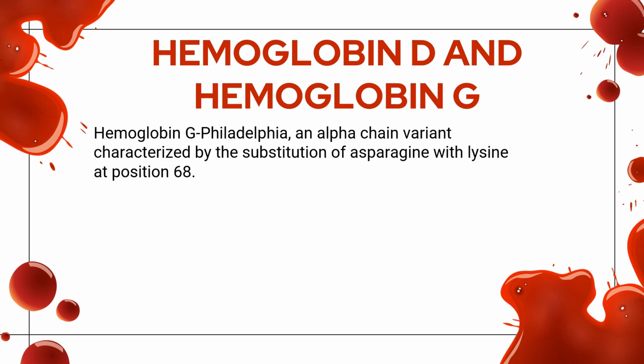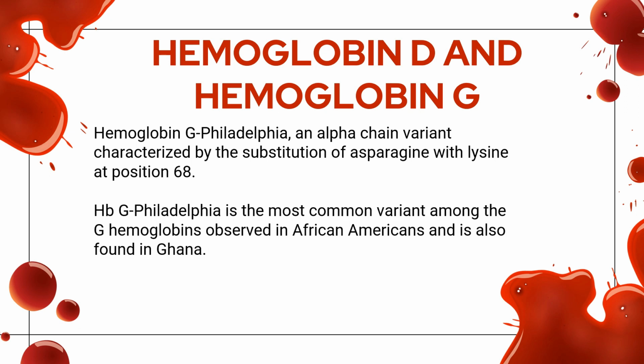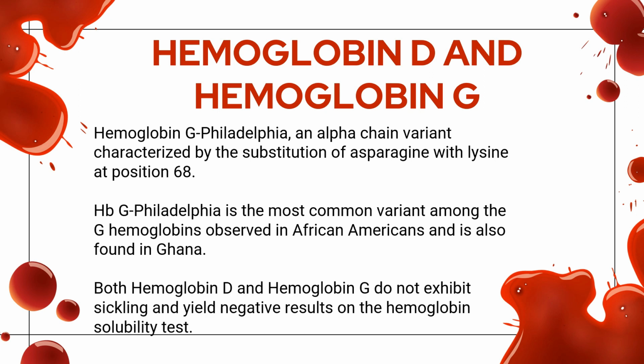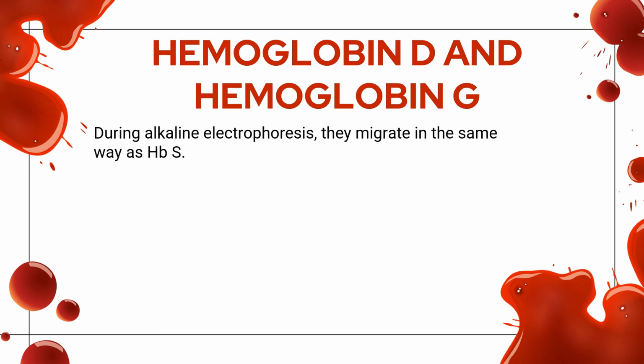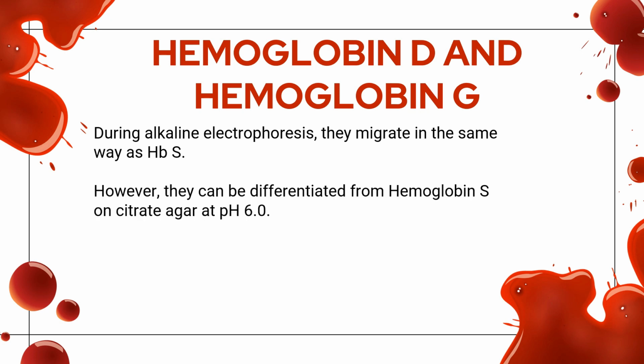On the other hand, we have hemoglobin G Philadelphia, an alpha chain variant characterized by the substitution of asparagine with lysine at position 68. HbG Philadelphia is the most common variant among the G hemoglobins observed in African Americans and is also found in Ghana. Both hemoglobin D and hemoglobin G do not exhibit sickling and yield negative results on the hemoglobin solubility test. During alkaline electrophoresis, they migrate in the same way as HbS. However, they can be differentiated from hemoglobin S on citrate agar at pH 6.0.